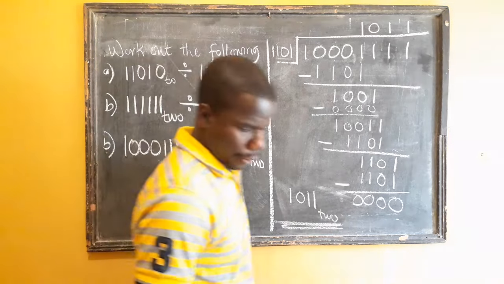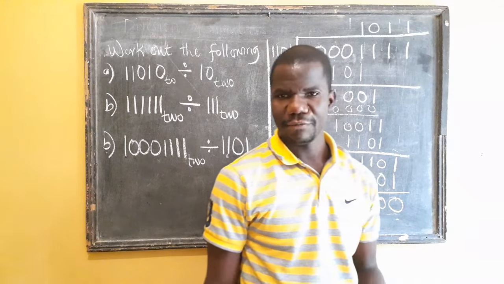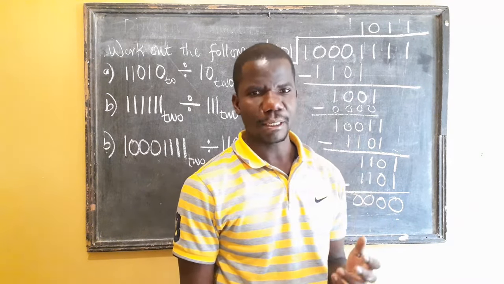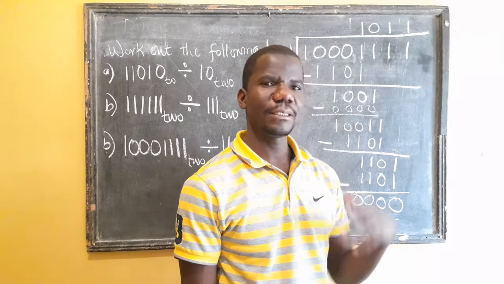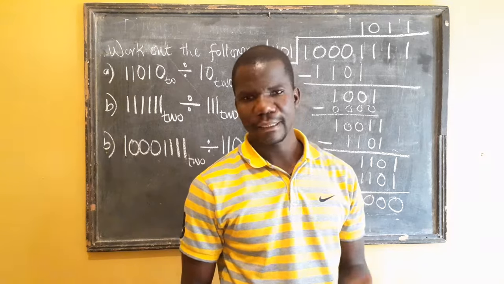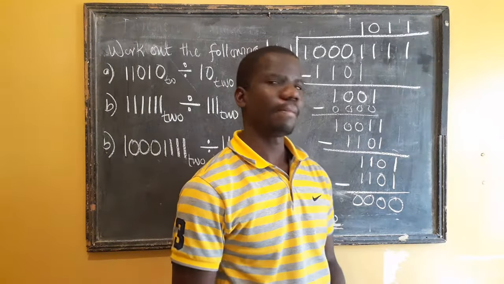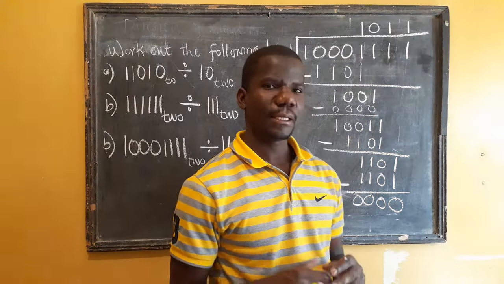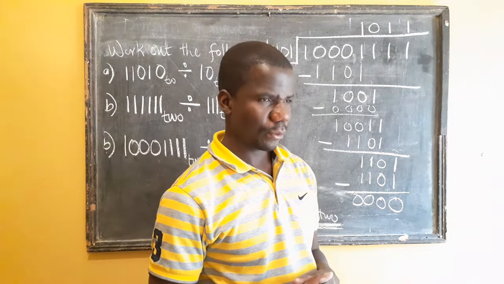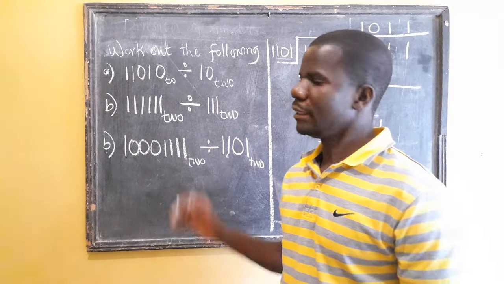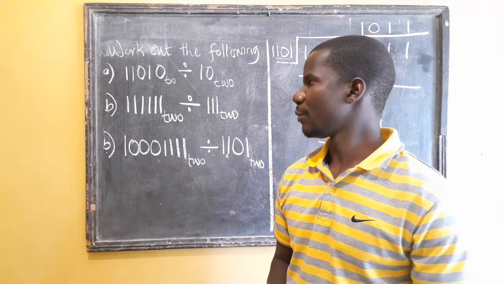It's a pity that all the 3 examples do not leave a remainder. Okay? It's possible that you can get a remainder. It's very possible that you can get a remainder. But in this case, all our 3 examples did not have a remainder. This is very important for us to follow. And like I indicated, for those of you that are writing grade 9 exam, these are the lessons that you are supposed to follow.